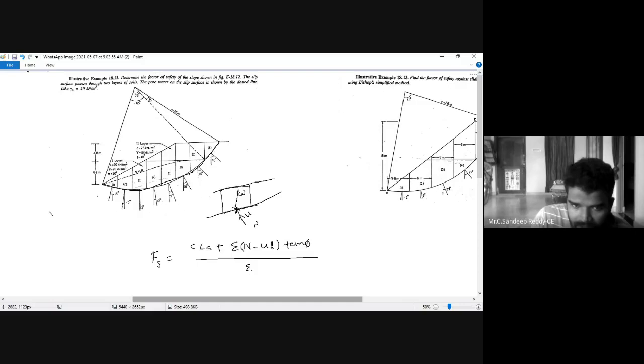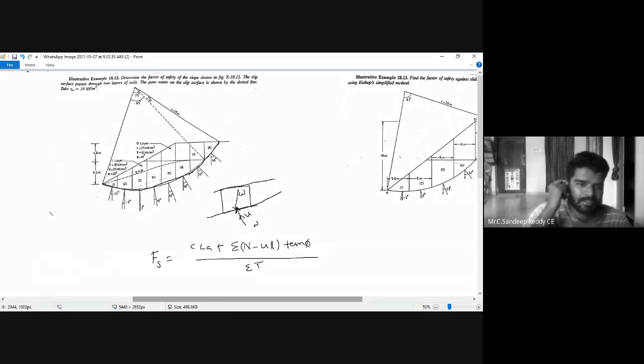Now here I gave you the formula for finding the factor of safety when pore water pressure exists. That is equal to c into L_a plus summation of N minus UL into tan phi, whole divided by summation of T. Same equation, but the only thing you have to change is U into L. What is the pore water pressure intensity? You need to consider it for the calculation of normal reaction. So that is summation of N minus UL.